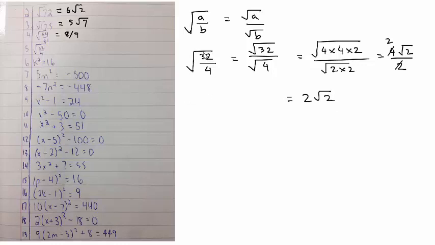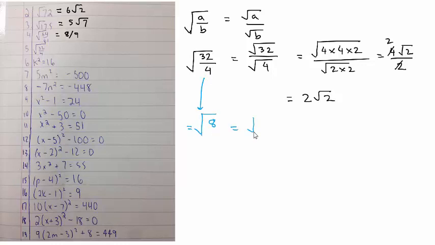There was another way to do the square root of 32 over 4 actually. You could have simplified the fraction first. So what I mean by that is, let me just quickly show you. So this becomes equal to the square root of 32 over 4. That's 32 divided by 4. That's 8. So we have the square root of 8.